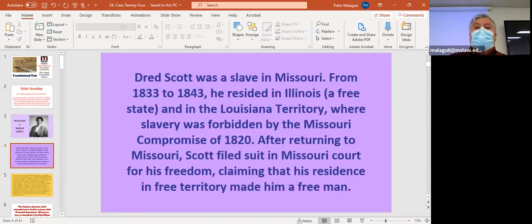Obviously, while he was walking around in Illinois and the Louisiana Territory pretty freely because there was no slavery in those states, when he returned with his master to Missouri, he returned to all the burdens of slavery that applied in Missouri. And he filed a lawsuit in a Missouri court seeking his freedom, claiming that because he lived in free territory, this made him a free man.